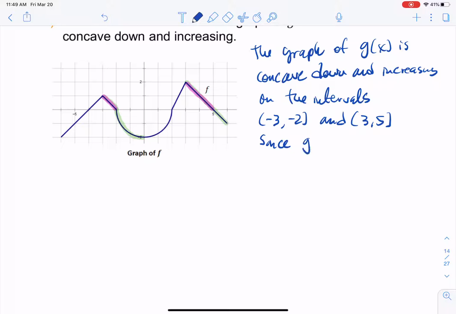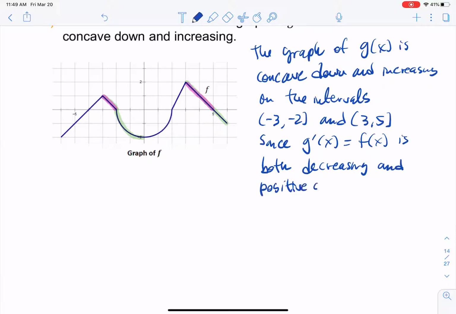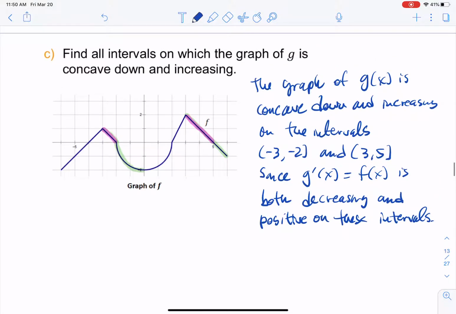Since g prime of x, which is equal to f of x, is both, let's see, for concavity, decreasing, and then for increasing is positive, and positive on these intervals. And that one is done for sure.